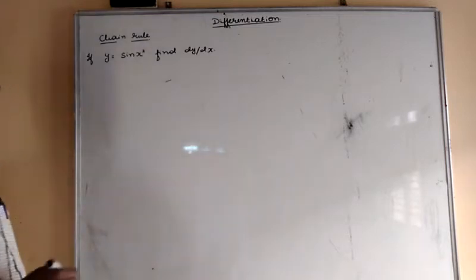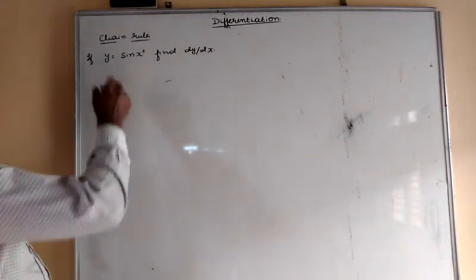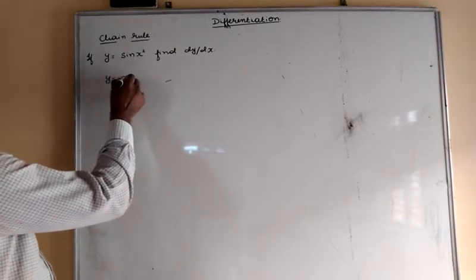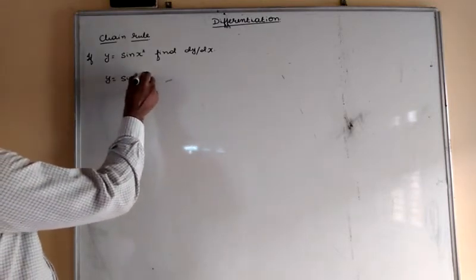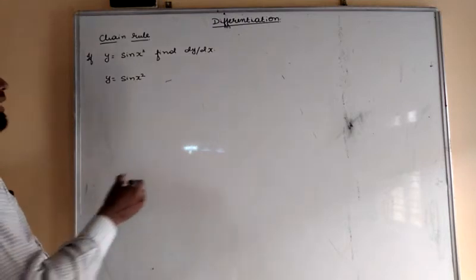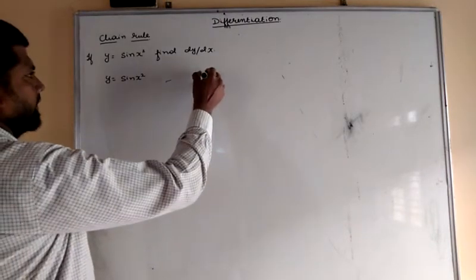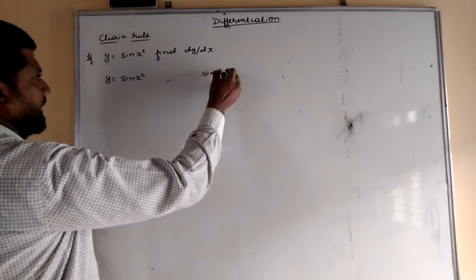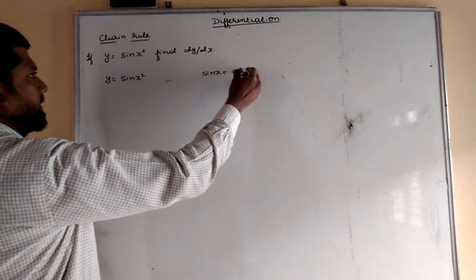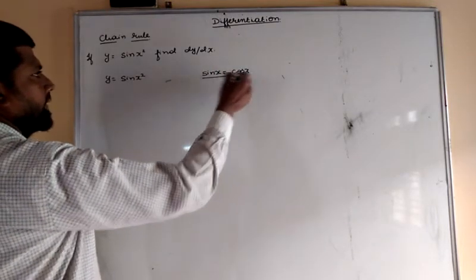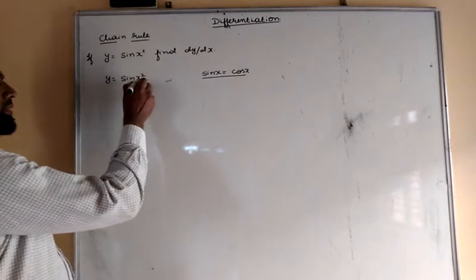So you can solve directly. Let us solve directly in the first method. So y is equal to sine x square. We know the formula for the differentiation of sine x. Sine x differentiation is cos x. In the place of x here, x square is there.